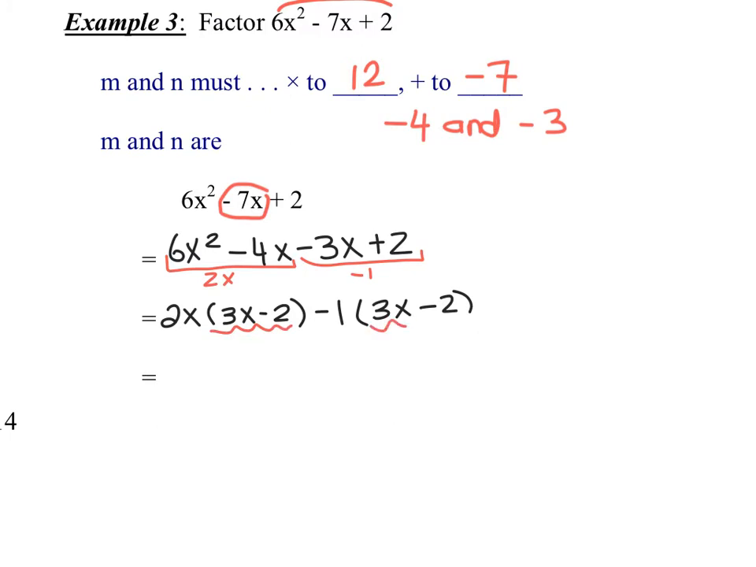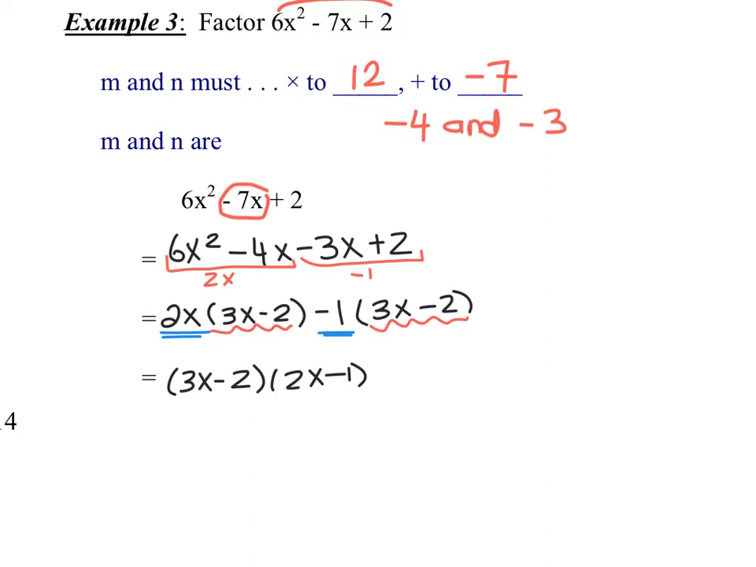Brackets match. That's a good sign. So I put that common bracket out in front. And what am I left with? 2x from here, negative 1 from here. And there's my complex trinomial all factored.